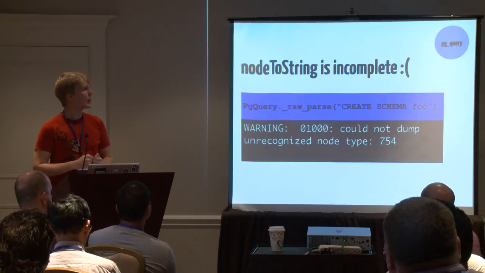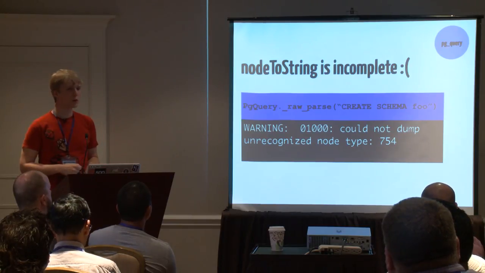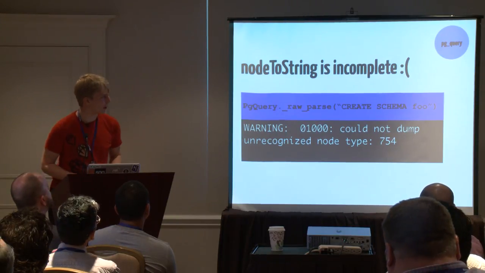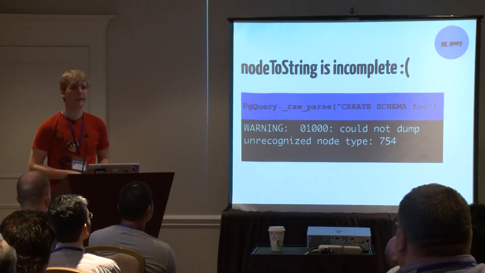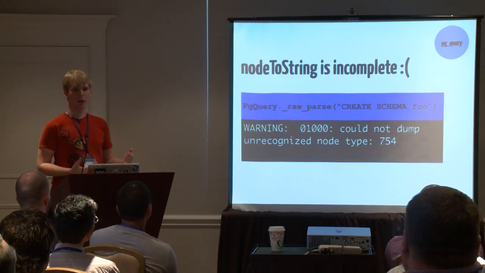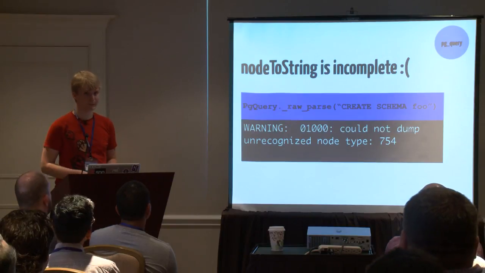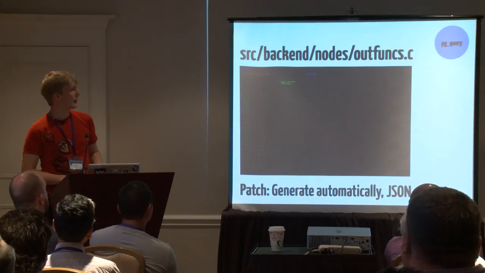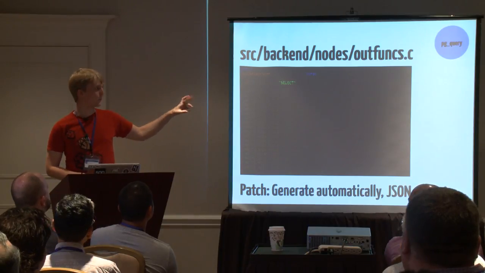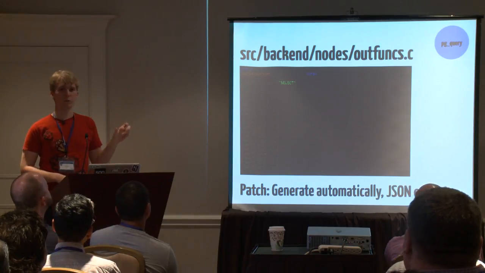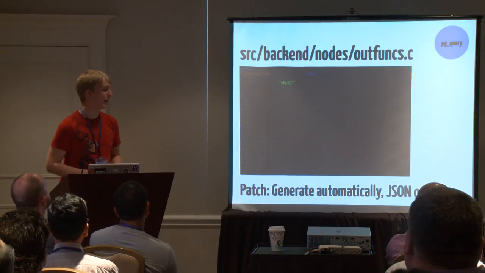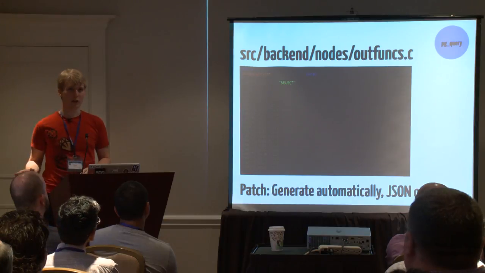One problem here is that this node to string function is used for debugging. So anything that didn't need to be debugged wasn't added there, right? For example, if you were to parse create schema, it would not give you a result. It would say it can't dump this kind of node. This happens because the output code for the outfuncs is handwritten, right? Every time a new statement gets added, somebody maybe adds that, although it could be automatically generated.